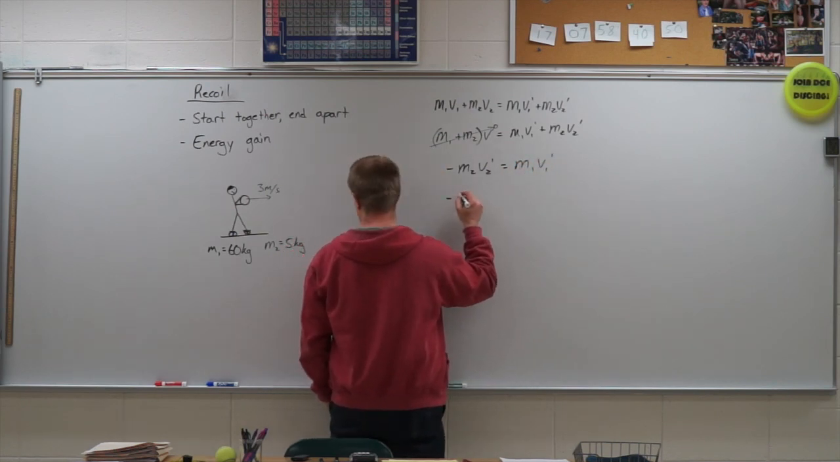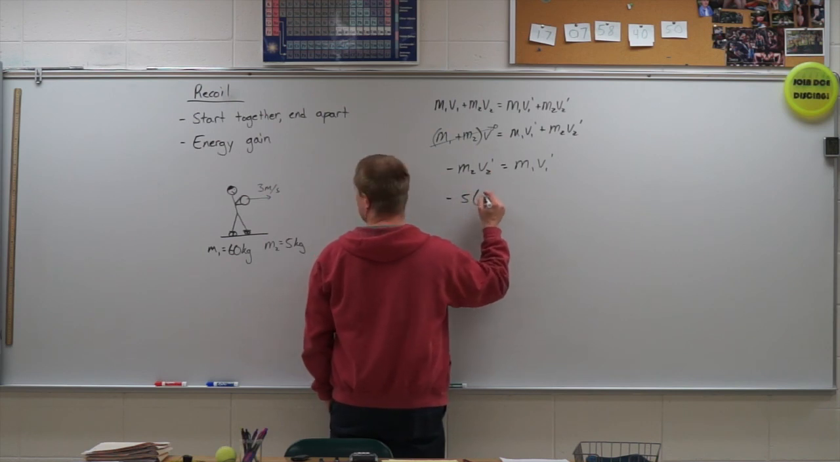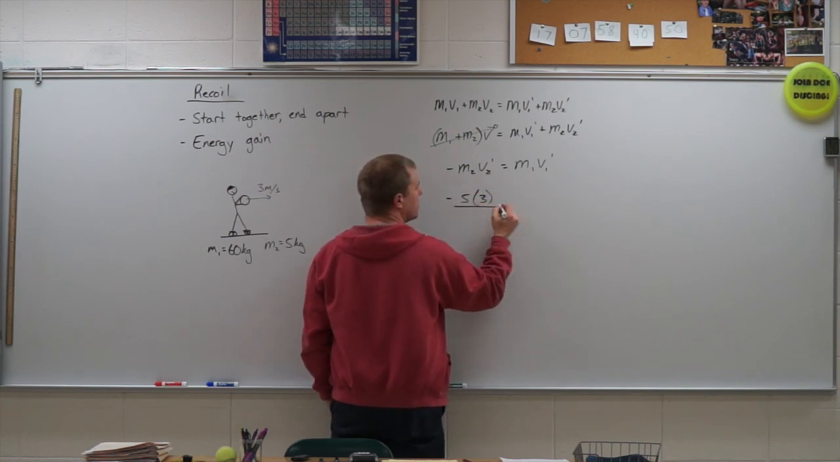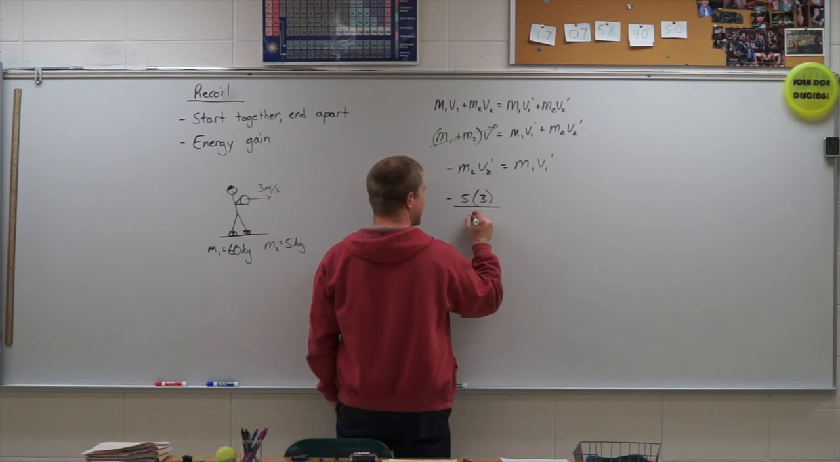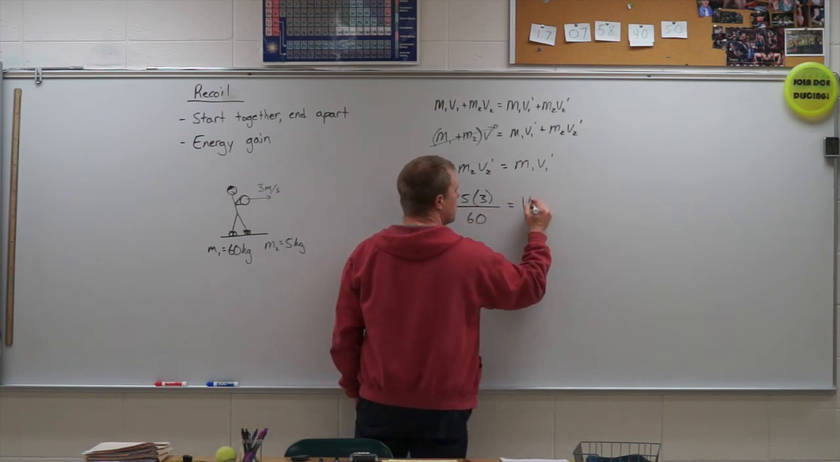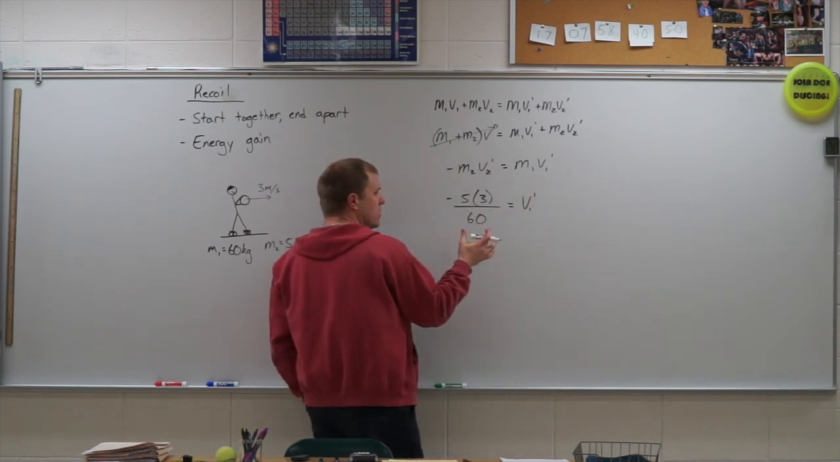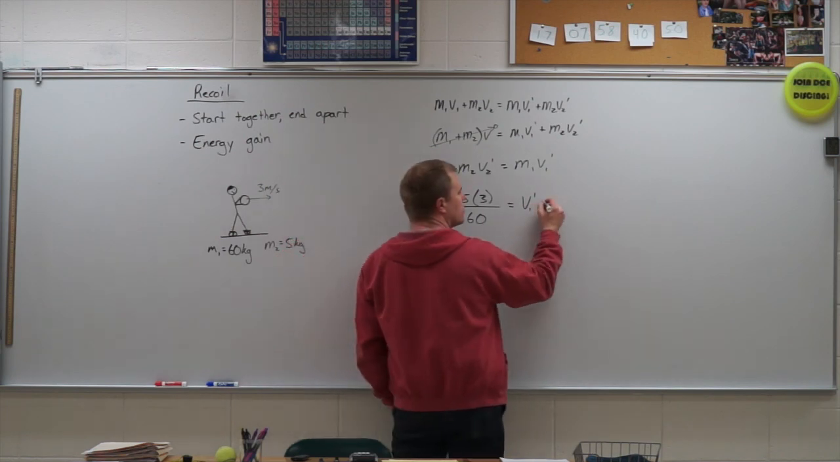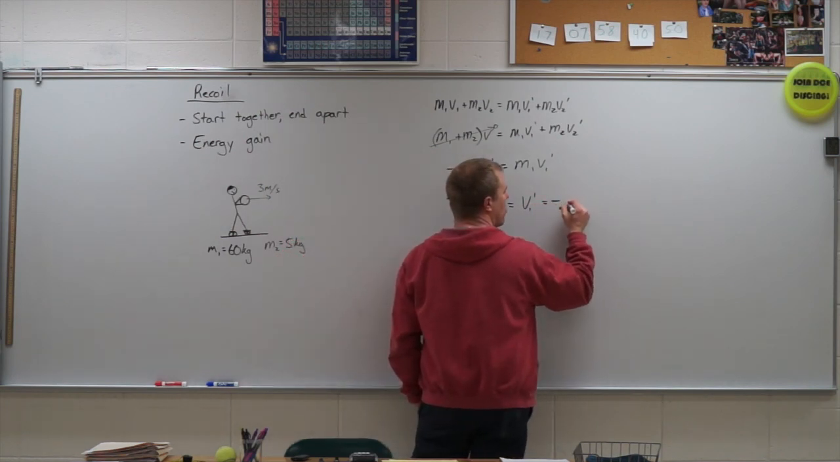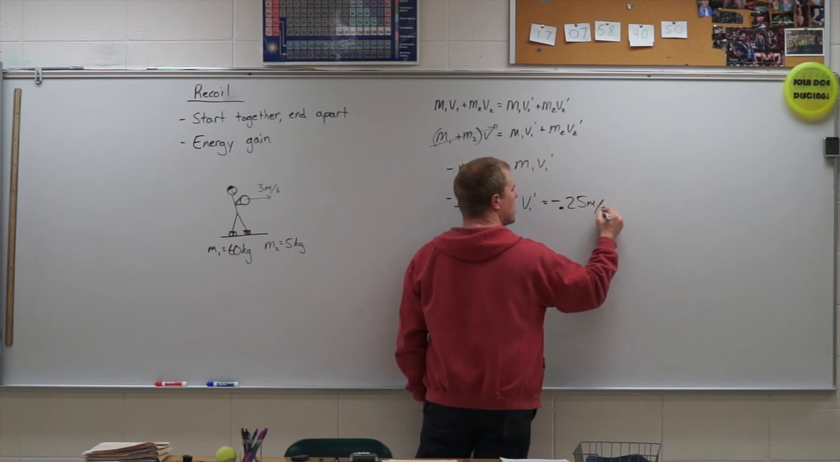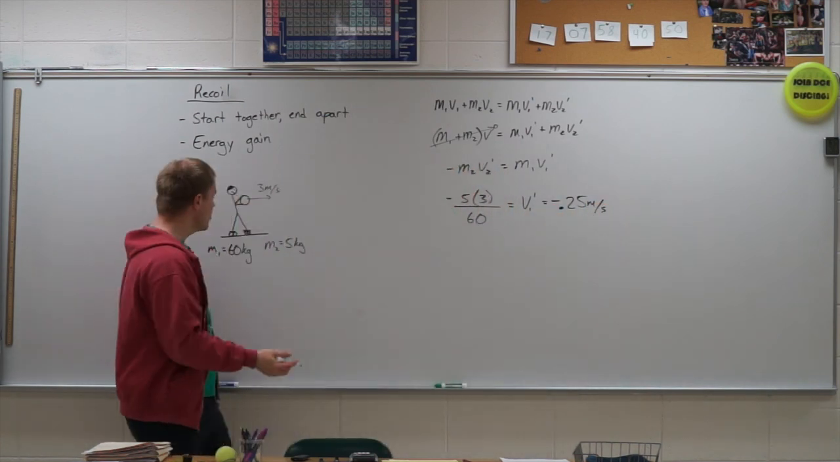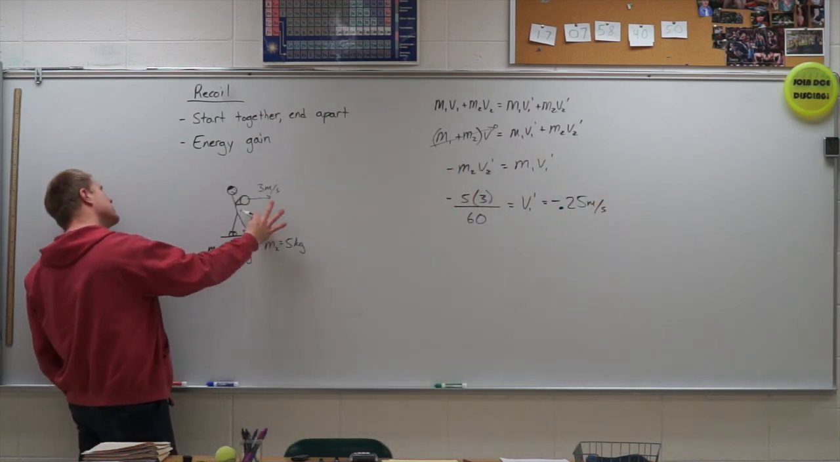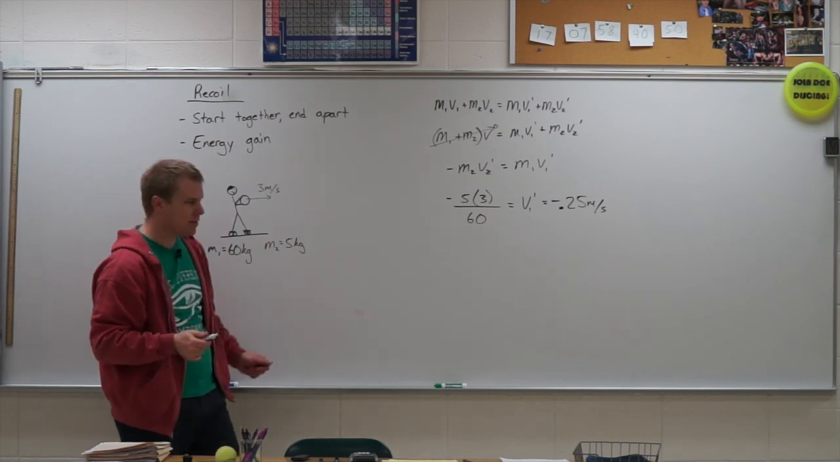So I have negative 5 times 3, all divided by the mass, which was 60, is equal to v1 prime. I see I got a negative sign here, so my answer comes out to negative 0.25 meters per second. This negative is just telling me the direction, and does that make sense? Yes, my student is now moving in the negative direction.